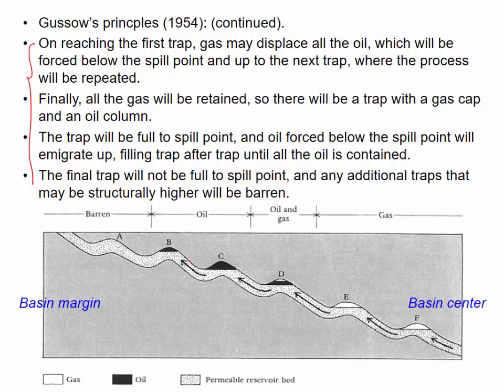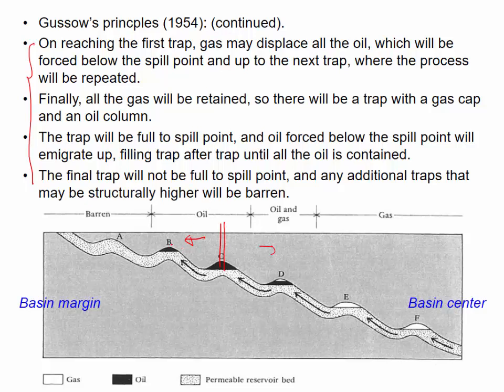So then, as a geologist, if you drill here and you find that the oil was up to the spill point, the trap was full of oil, then you can expect that the one next to it, here the D, will also contain oil and gas, right? And towards the margin, you may find oil, or it could be barren, right?